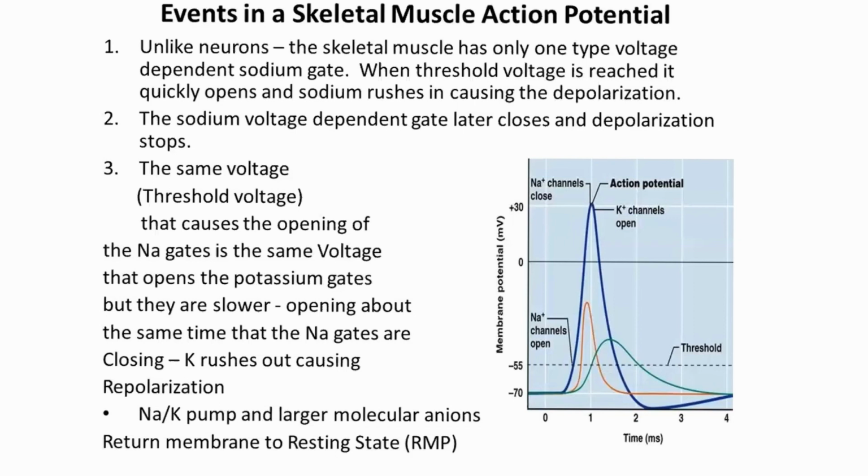The sodium voltage-dependent gate later closes and depolarization stops. The same voltage threshold that causes the opening of the sodium gate is the same voltage that opens the potassium gate, but they are slower. So opening about the same time that the sodium gates are closing, the potassium rushes out and repolarization occurs. Then you have the sodium-potassium pump and larger molecule ions that return the membrane to the resting membrane potential.